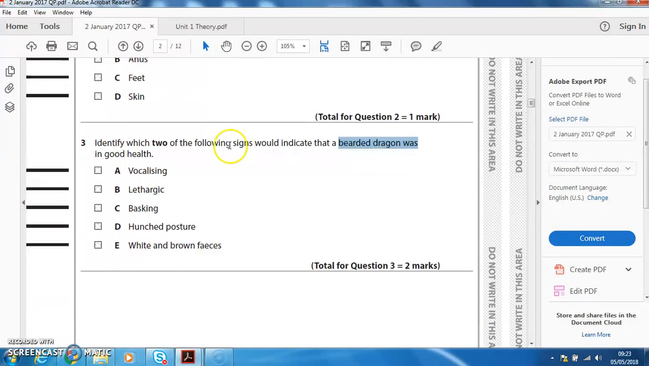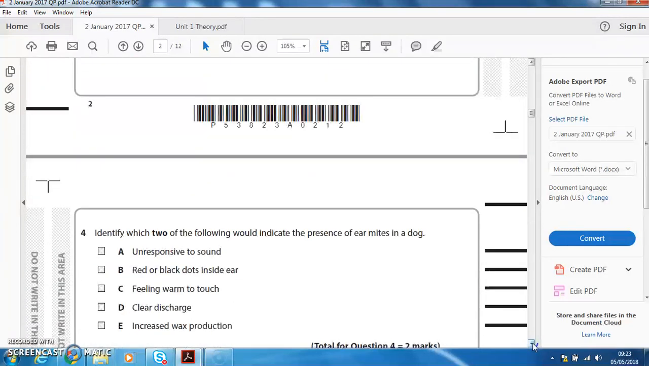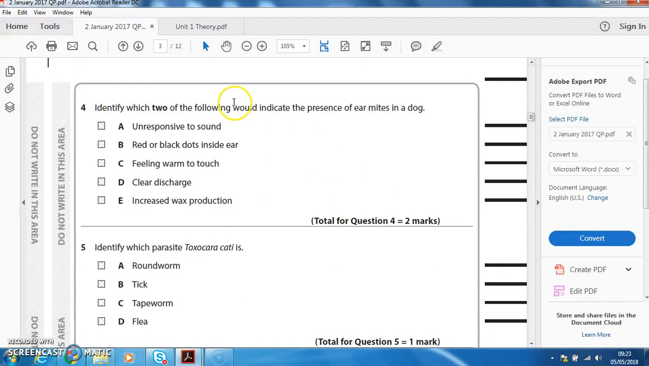A bearded dragon in good health, well, we could say any reptile like a snake or a tortoise. They need to bask, that means soak up heat from their surroundings to keep their body temperature up, because they're cold-blooded or ectothermic, so that's normal. And white and brown feces or poo. The white and brown feces is normal in a reptile like a bearded dragon or a snake or a tortoise.